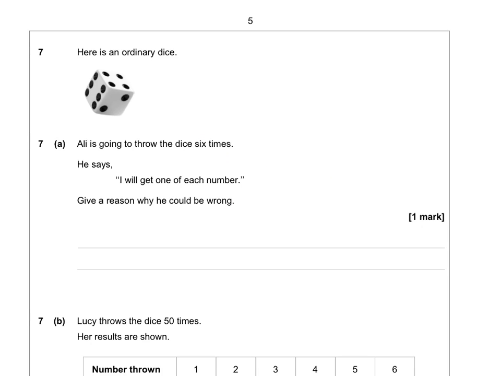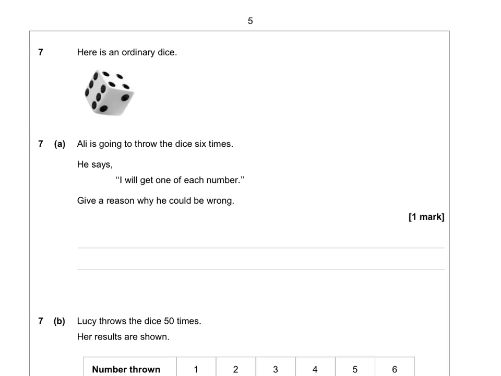Question 7. Here is an ordinary dice. Ali is going to throw the dice 6 times. He says, I will get 1 of each number. Give a reason why he could be wrong. There are a number of ways in which we could explain this. One way in which we can explain this is that this is an experimental result. It's not theoretical.